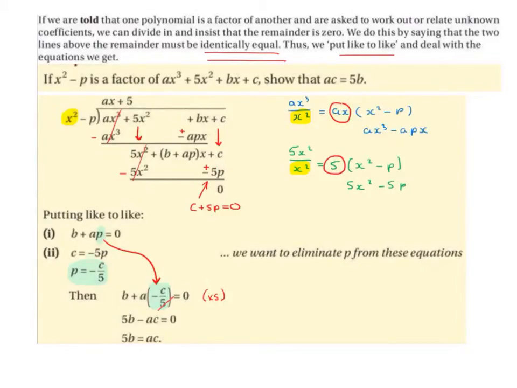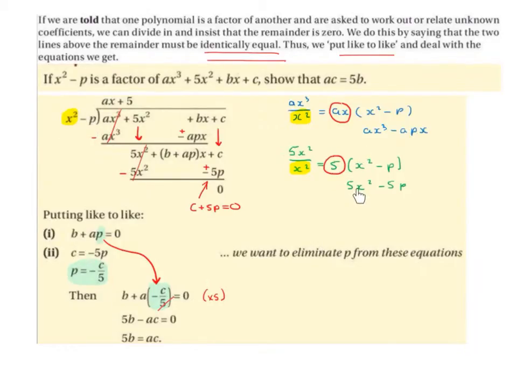So then we repeat the process. We take the highest power of x inside the bus stop, which is 5x squared, divide it by x squared, and that leaves us with 5. So 5 goes on top of the bus stop, so that's the other part of our factor. We then multiply 5 by x squared minus p.